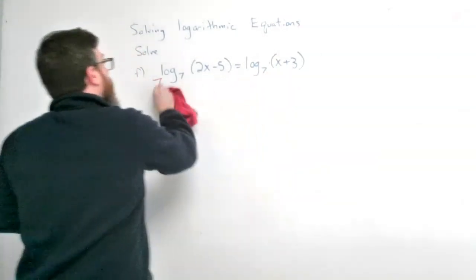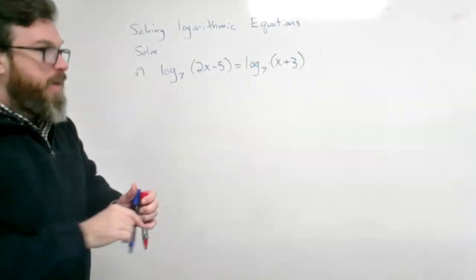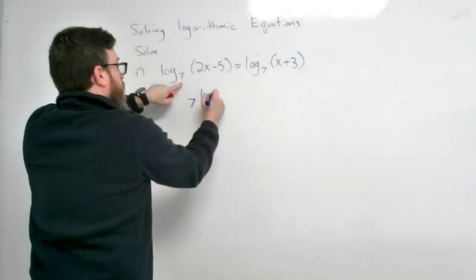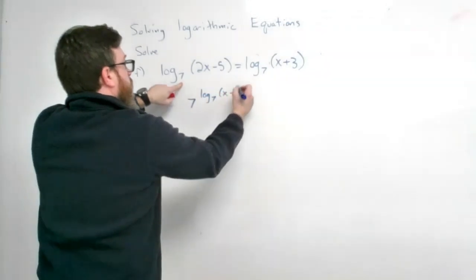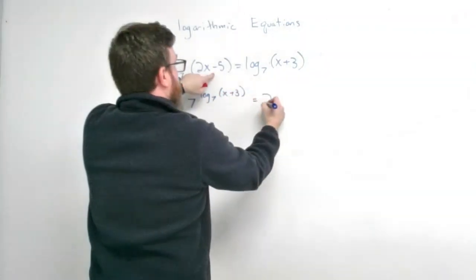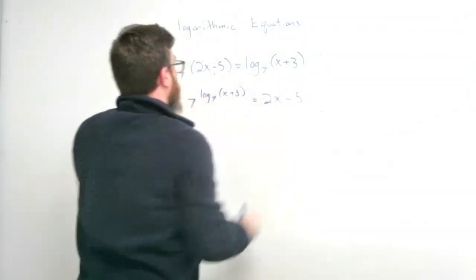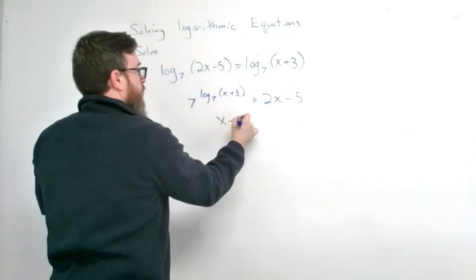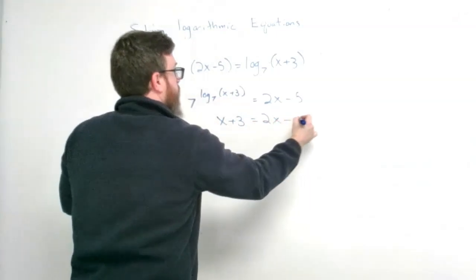Or if you want to rewrite this as its equivalent exponential, we'd say 7 raised to this power is going to be equal to this argument, which is 2x minus 5. And we can see that 7 raised to the log base 7 of x plus 3 can just be x plus 3, is equal to 2x minus 5.